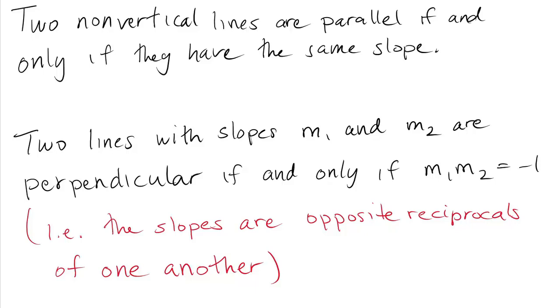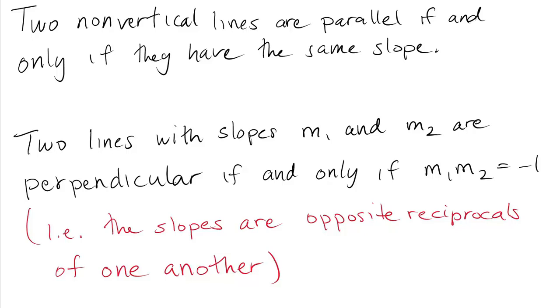They have different signs. Notice that we specified that both lines have slopes, so we're ignoring vertical lines. The rule for vertical lines is easy. Vertical lines are perpendicular to horizontal lines, and horizontal lines are perpendicular to vertical lines. But if you have two lines with slopes, the only way they can be perpendicular is if the product of their slopes is -1.